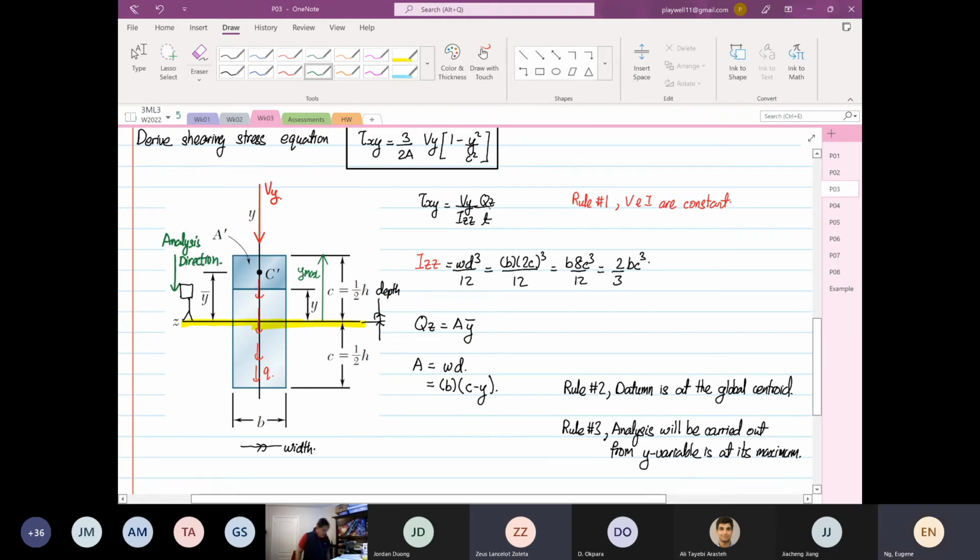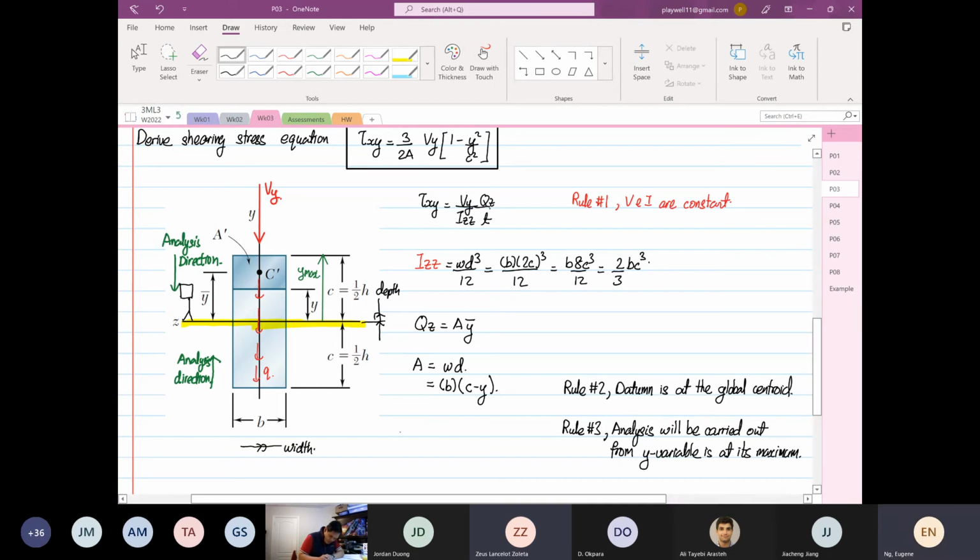Okay, that is the analysis direction. If you start from the bottom, right? This is your analysis direction. Okay. That is the analysis direction. Okay. So next, we are going to find our y bar.